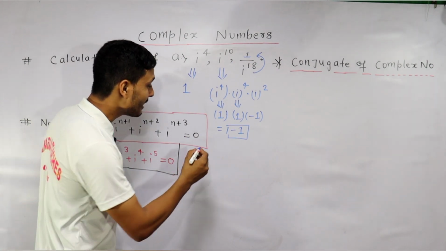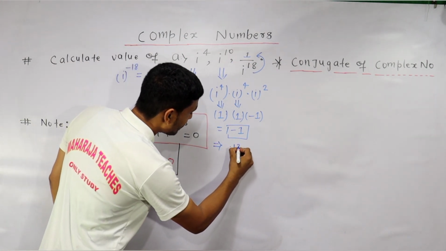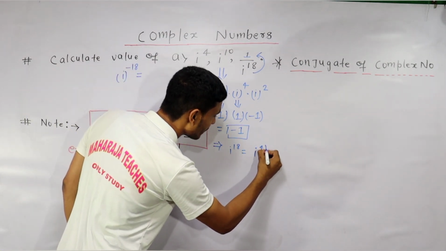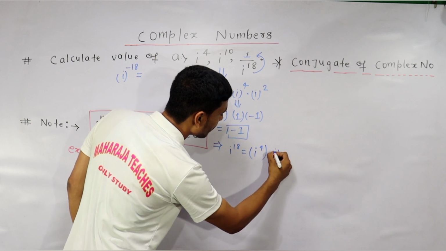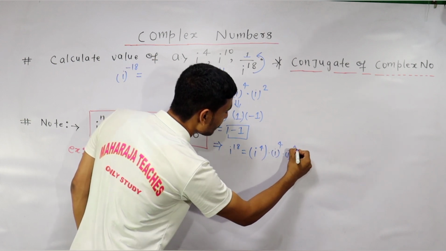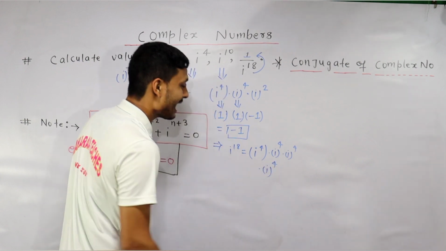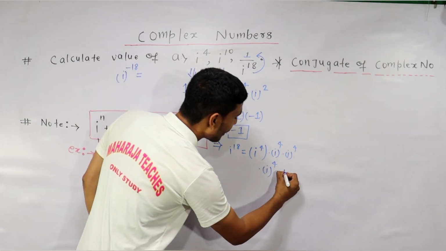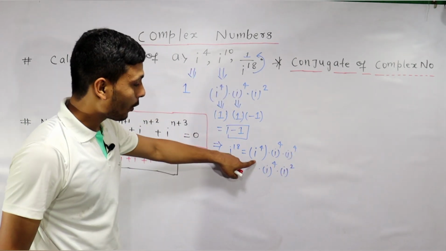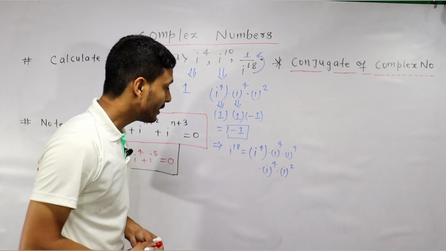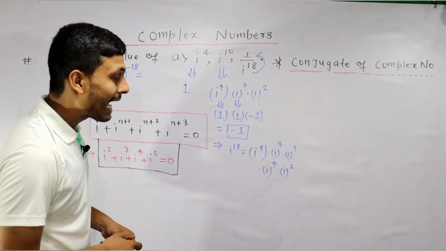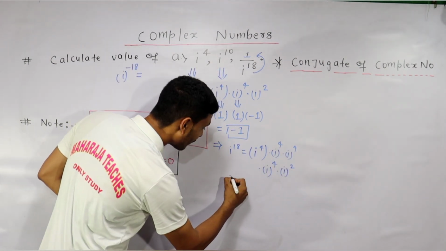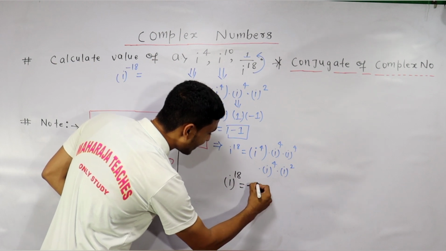I to the power 18 we can break into i to the power 4 into i to the power 4 into i to the power 4 into i to the power 4, that is 4, 8, 12, 16, into i to the power 2. Here we get 1, 1, 1, 1, and the value of i squared is minus 1. After that, minus 1 into 1 gives the value of i to the power 18 equal to minus 1.